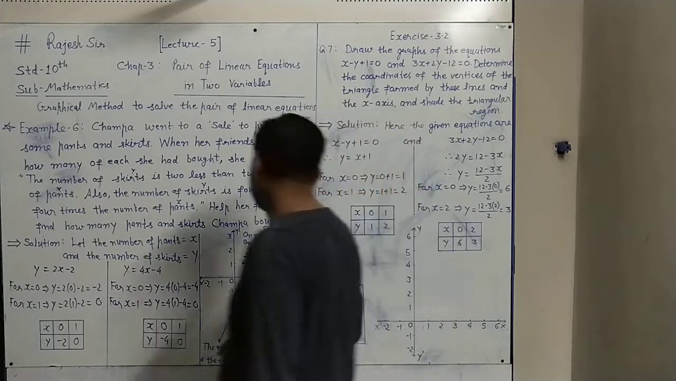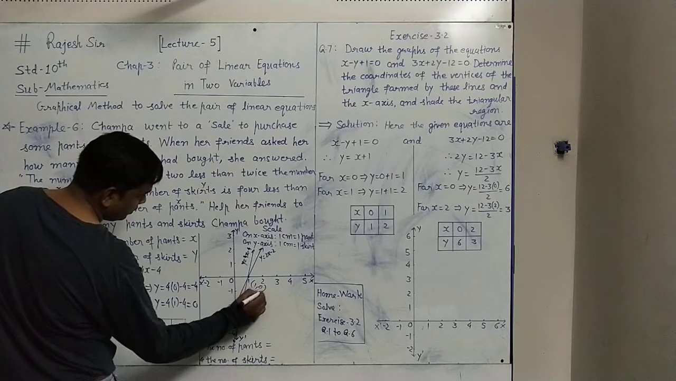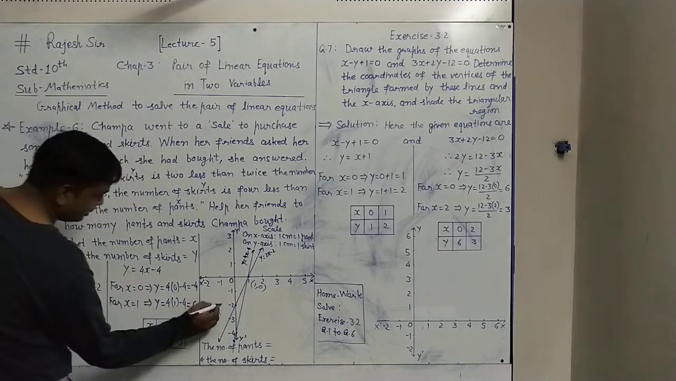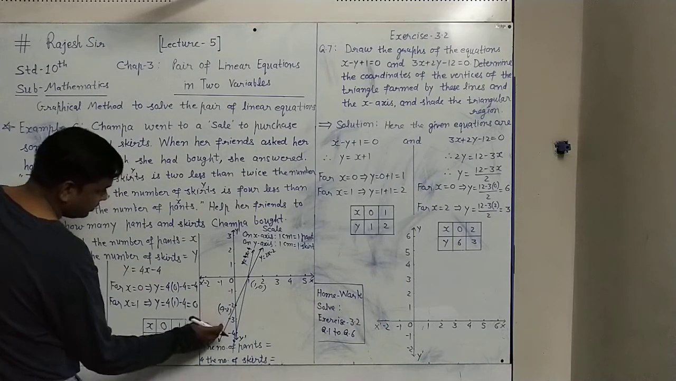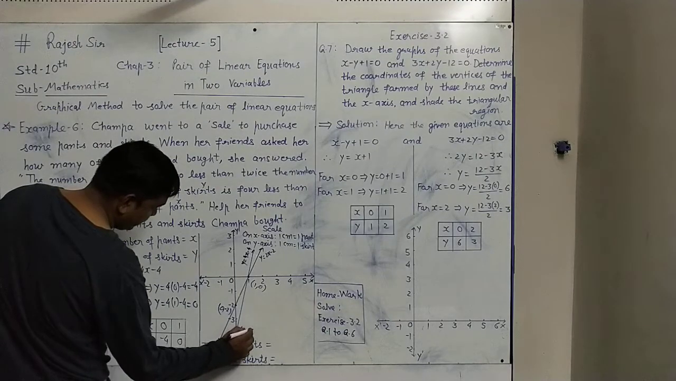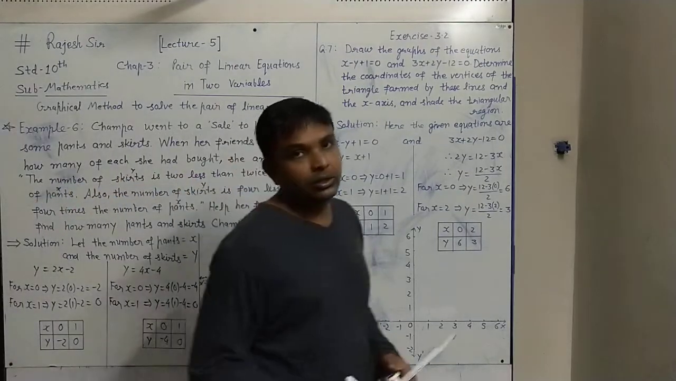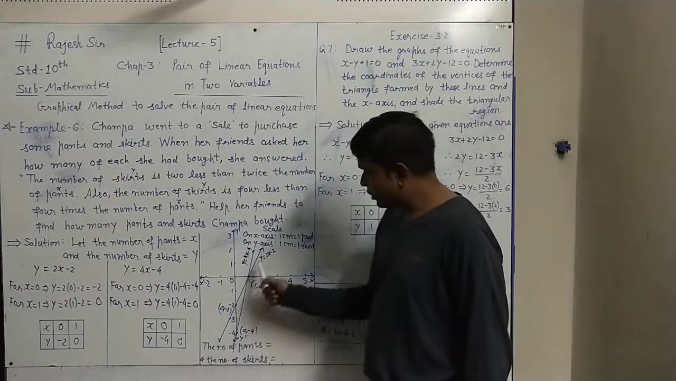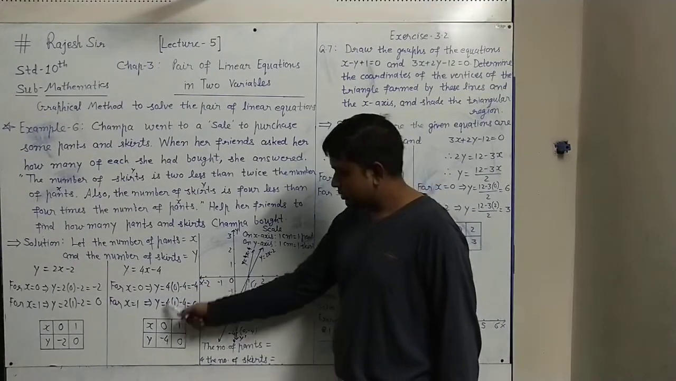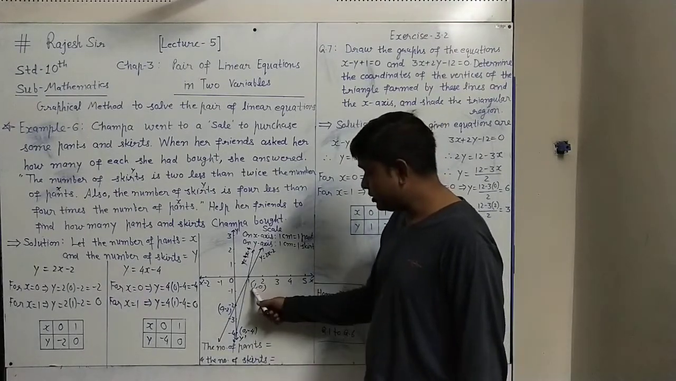This point is common in both, that is (1, 0). This point (0, -2) joined with (1, 0) gives the first line we got, and this point (0, -4) with (1, 0), joined, is the other line we got. You can see both the lines. This line is for y equals 2x minus 2 by these coordinates, and this line is by these 2 coordinates. Both the lines intersect at the common point (1, 0).